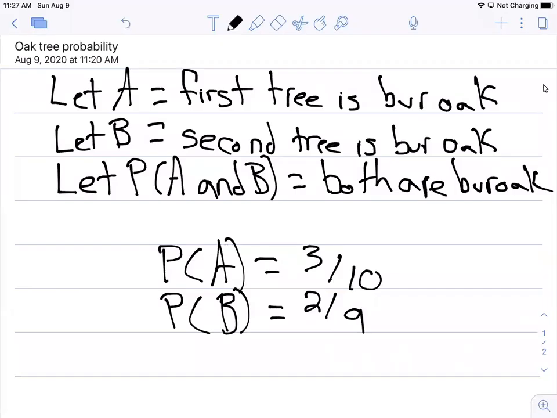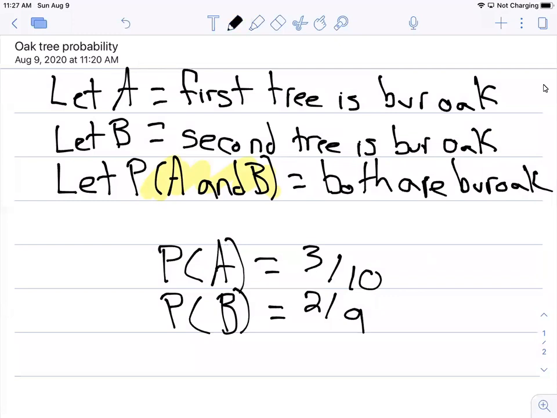This video contains the calculations for the oak tree probability. So here we're going to let A be the probability that the first tree is a bur oak, B is the probability that the second tree is a bur oak, and we're going to let the probability of both A and B be the probability that both are bur oak.